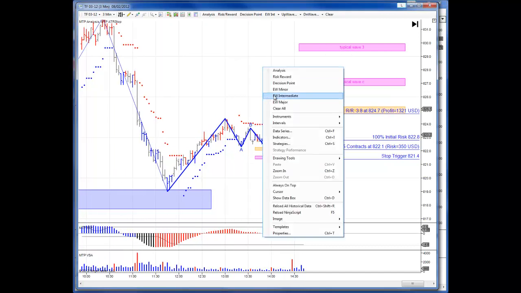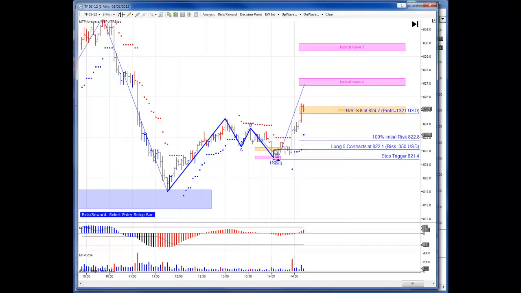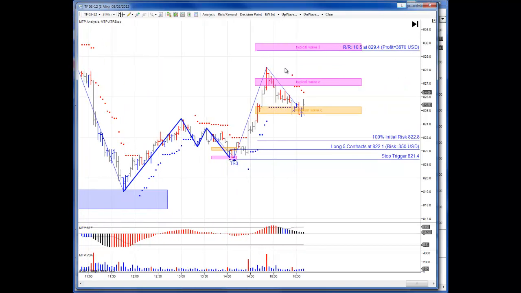If I now put the risk reward on at that level there, you can see you're actually aiming for a trade of approximately 10.5 R. So can you see it's instantly a great trade because the profit is potentially much larger than the initial risk.